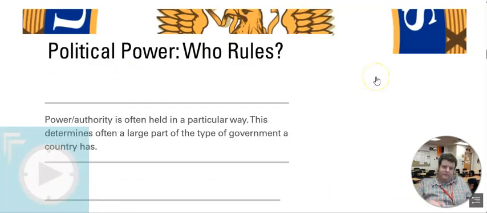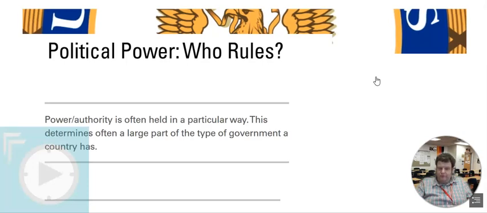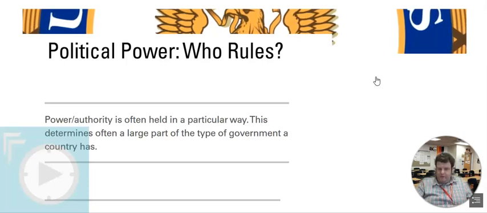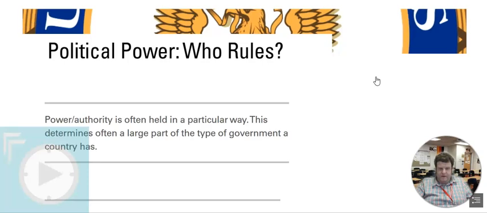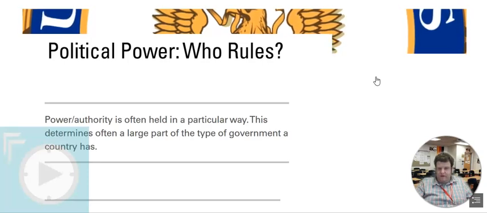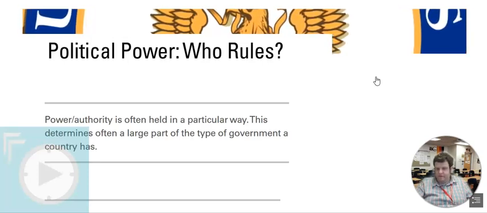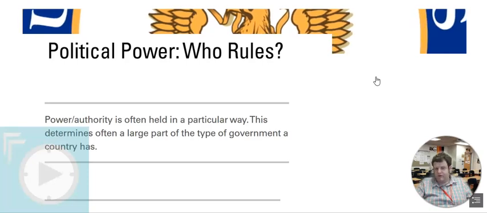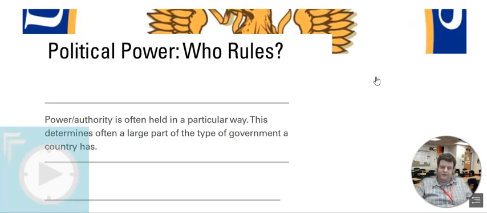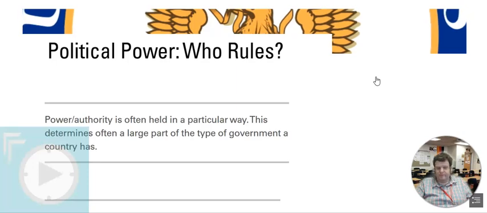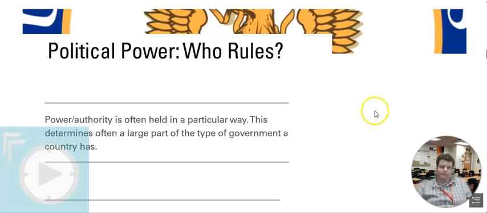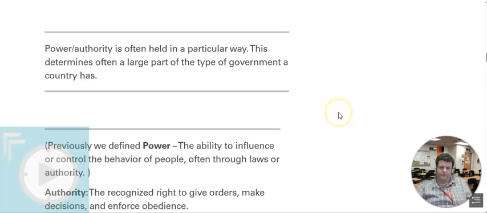Now we need to look at, in political power, who rules? We talked about power and authority the other day. Power and authority is often held, expressed, and determined in a very specific way when you're talking about how a government is run. And there are different types of government and different ways that this power process is sorted through.